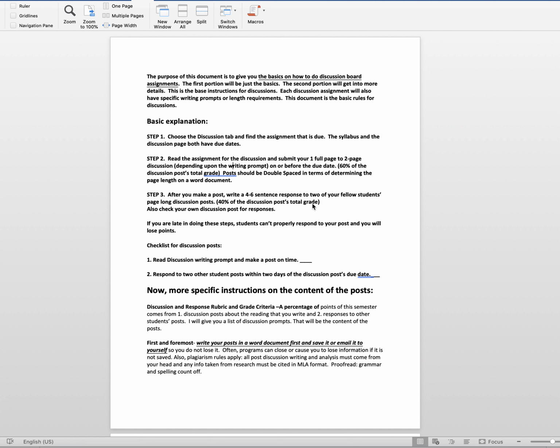And the 4 to 6 sentence response has to further the conversation intellectually. It has to engage. You've got to read what the person posted in their thread, and you've got to respond to it in an intellectual way. It can't just be, oh, I really like what you said. I really agree. It's got to take the conversation further.